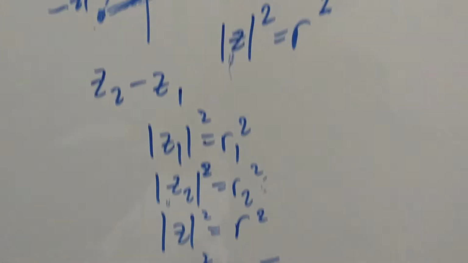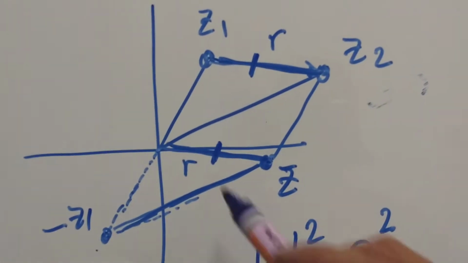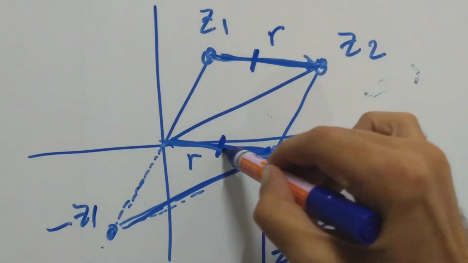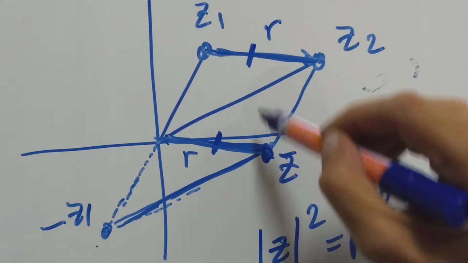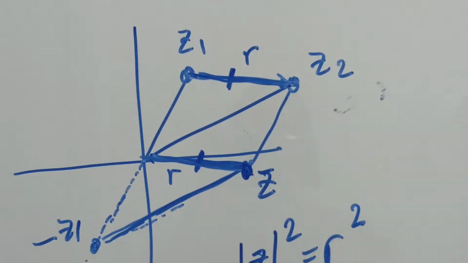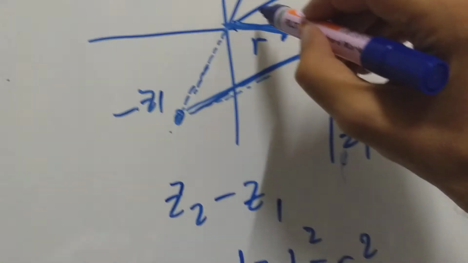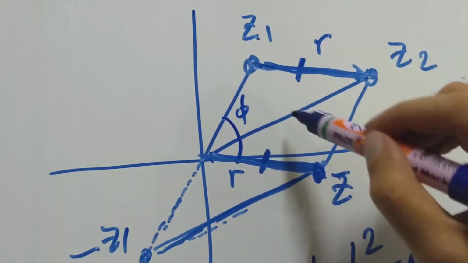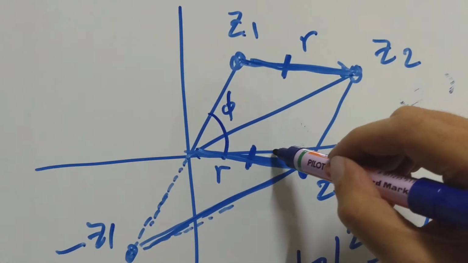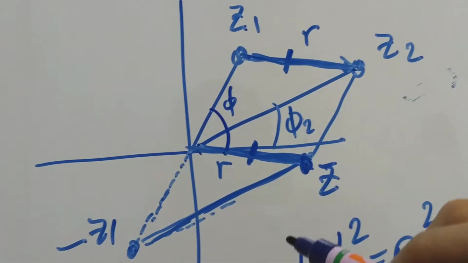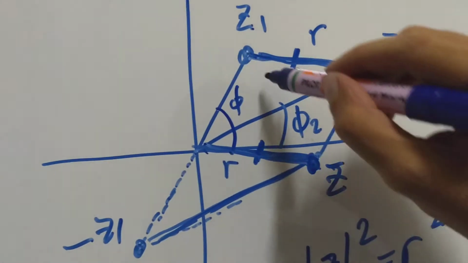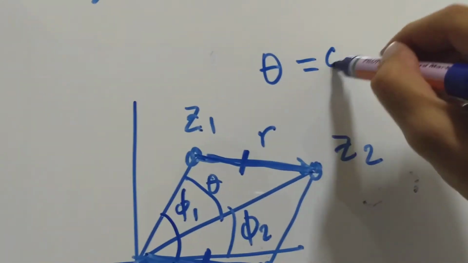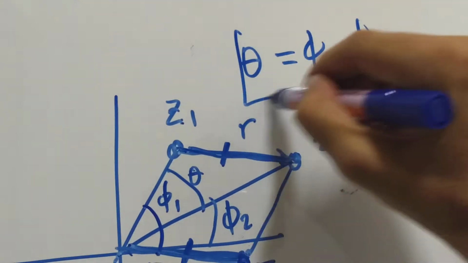Okay, let's get to work. Let's look at this diagram again. Remember, this here is z. It has the same length as the thing we're looking for. Now this angle here, we'll call it phi 1. That's the angle of complex number z1. And this here we'll call phi 2. That's the angle of complex number z2. And look at this. This is theta. What is theta? Theta is phi 1 minus phi 2. Let's keep that in mind.